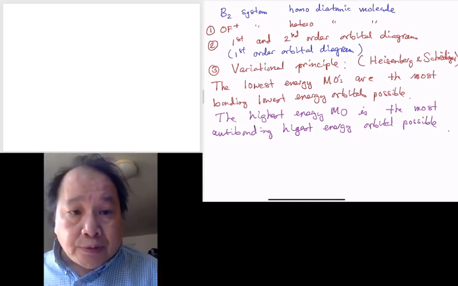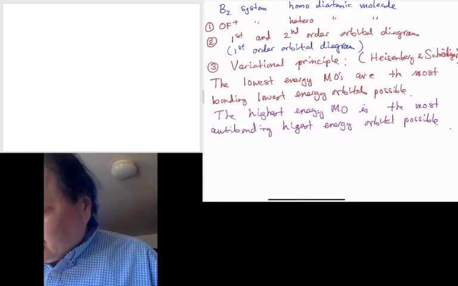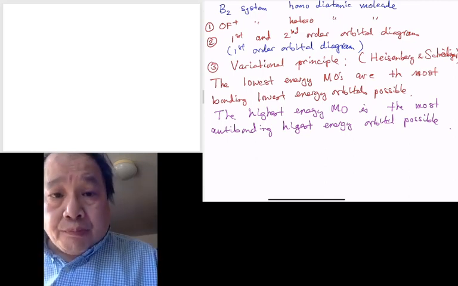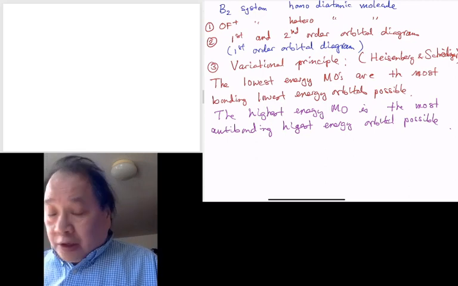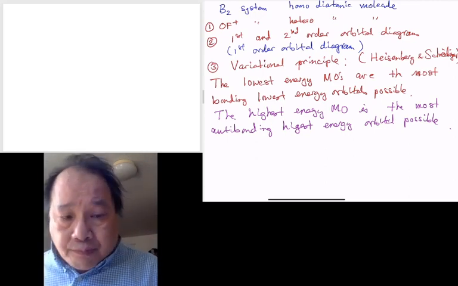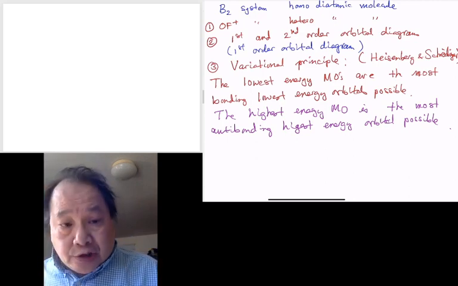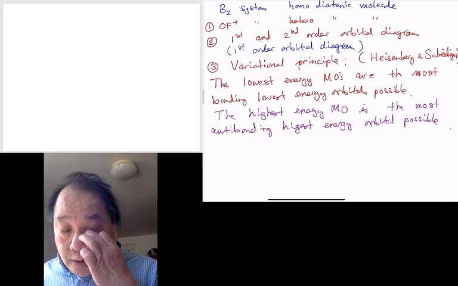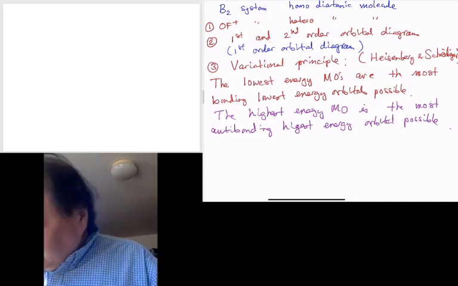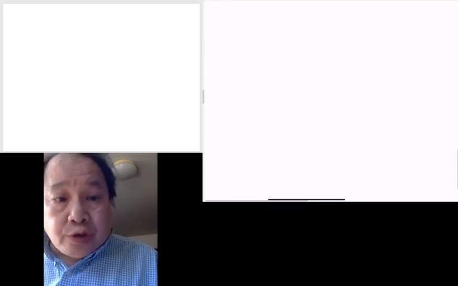So we have our three purposes: to set the stage for heteroatomic diatomic systems, which we'll do in the next clip, to set the stage for first and second order orbital diagrams, which we'll do in the clip after that, and to learn the overarching principle controlling mixing, which turns out to be the variational principle that we're always trying to make in the final MOs, the lowest energy and the highest energy MOs possible. Okay, so we're going to do this for B2.